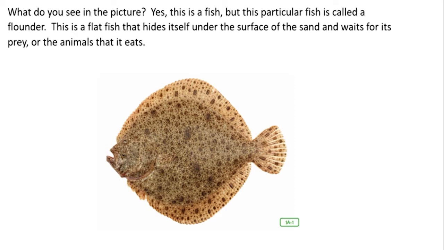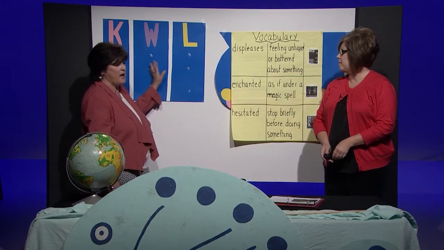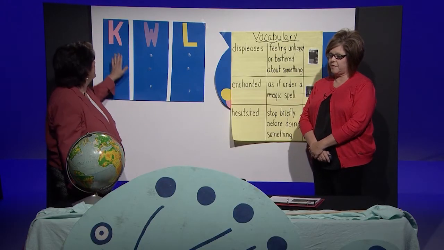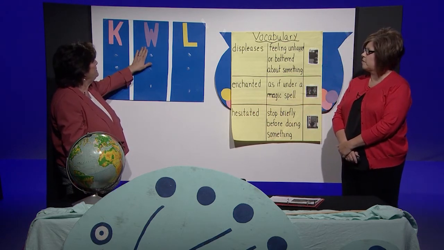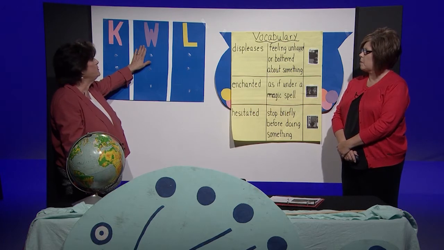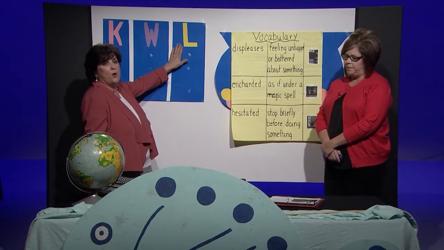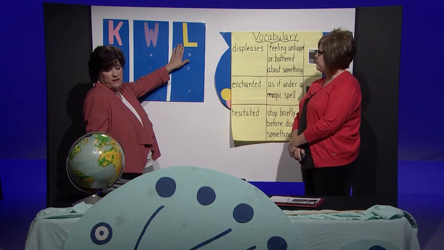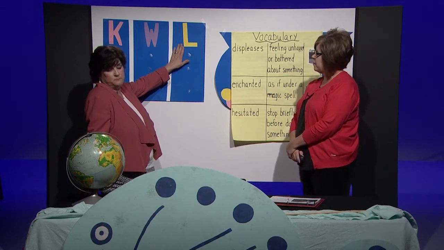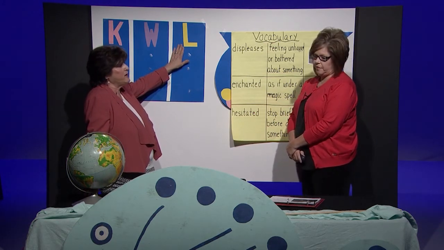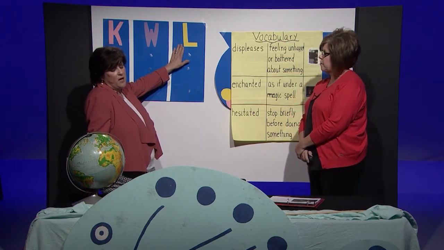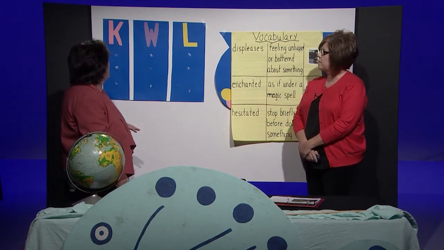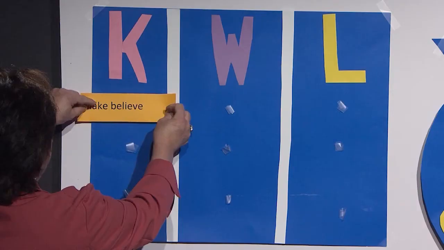Now, if I can have your attention, let's take a quick look at our KWL chart. The K means what I know. The W means what I want to know. And the L means what we will learn from this story. Now let's talk about what we already know about fairy tales. We know that they are make-believe.